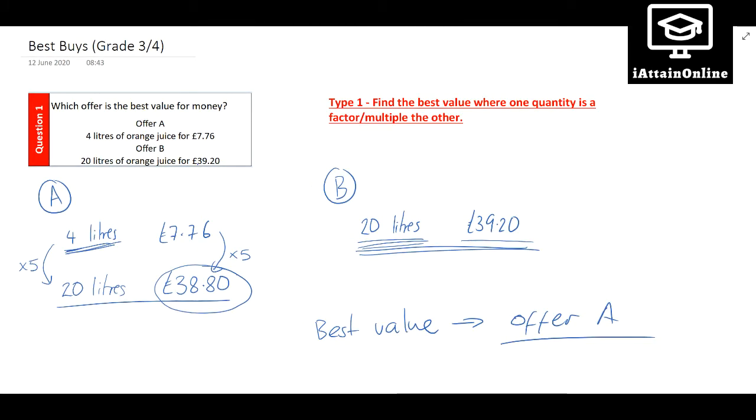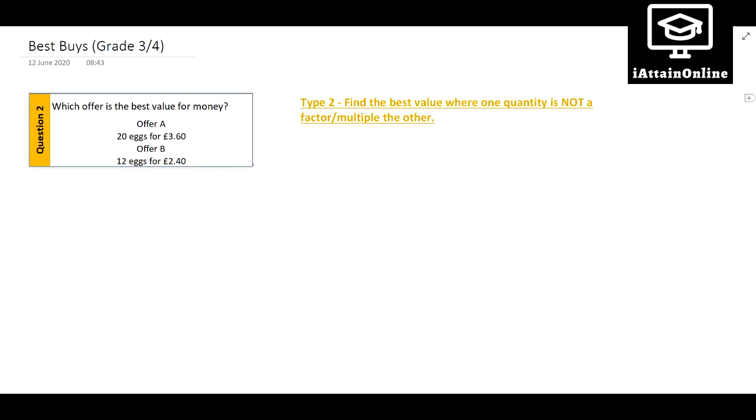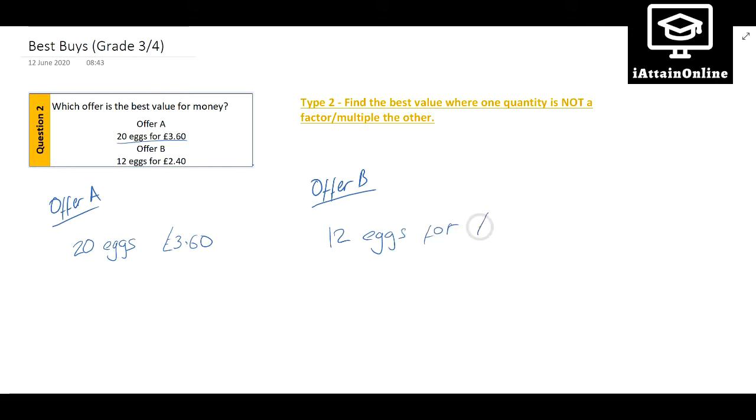The next example, we've got 2 offers again, this time on eggs. So I'm going to write out offer A and offer B over here, and I'm just going to start by writing what I get and for how much. So I get 20 eggs for £3.60 over here, or I get 12 eggs for £2.40 over here.